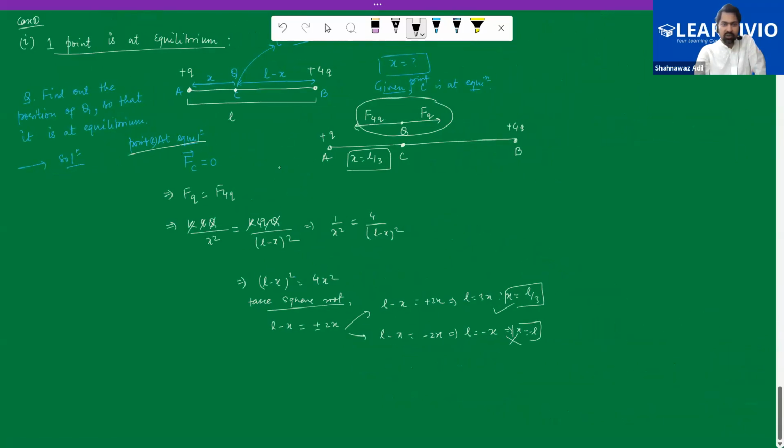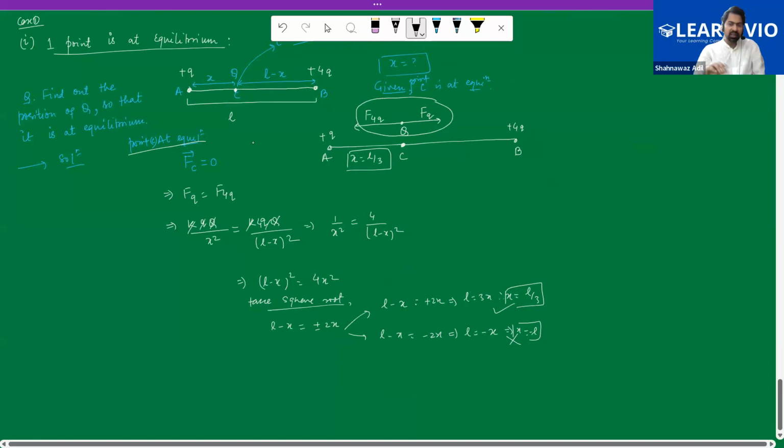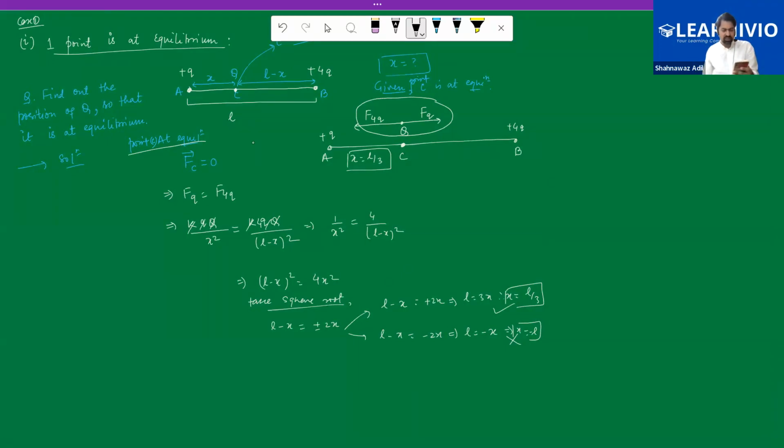Just quickly note down this thing. We'll stop here, and in the next class we'll continue, right? That's okay. Fine. I'll note it. Oh, you have already noted? No, I'll note it now.